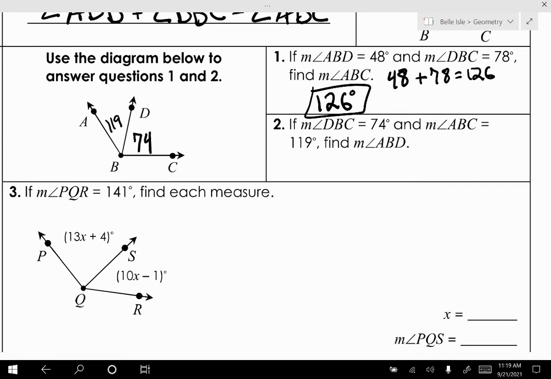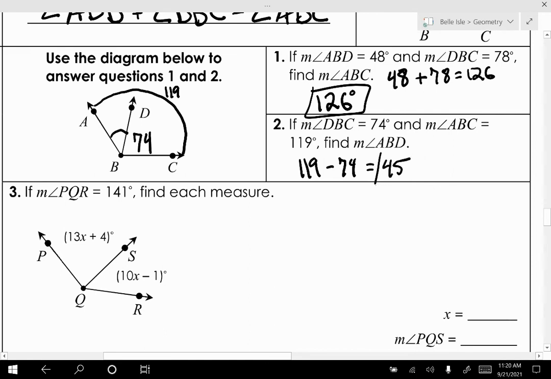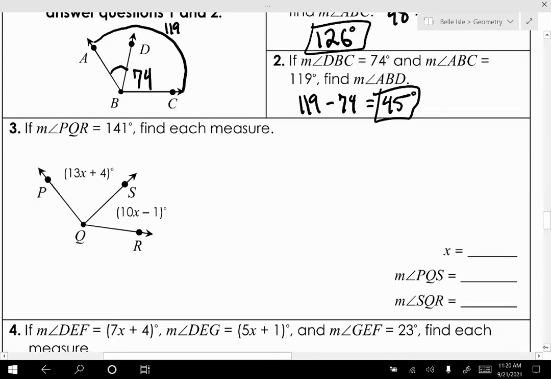Now we're starting with this angle. ABC is how much? 119. Then we're going to take away our angle DBC, which is 74. So how much is angle ABD? 45. Okay, we good?